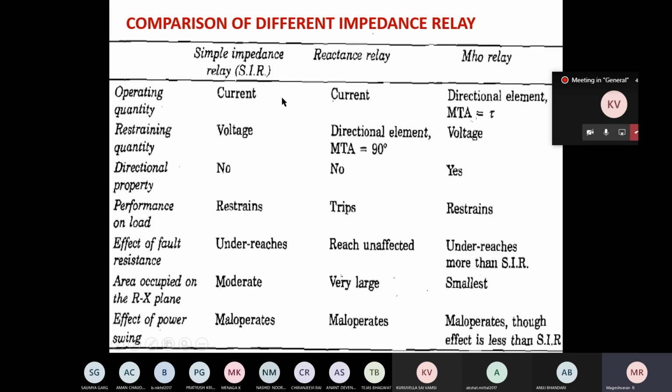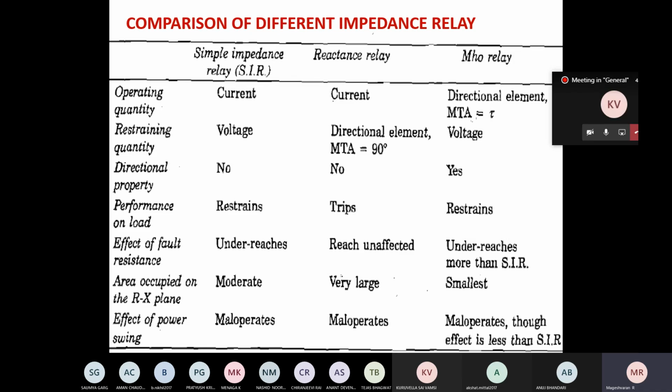We saw the current component, we consumed the current coil and assumed it as the operating coil, whereas in the Mho relay we use the directional element as the operating quantity. Restraining quantity in both the simple impedance relay and the Mho relay is the voltage potential coil, whereas in the reactance relay we used the directional element. Similarly, directional property: except the Mho relay, the remaining two do not have any directional property. Performance on load: except the reactance relay, both are restrained, the simple impedance relay and the Mho relay.